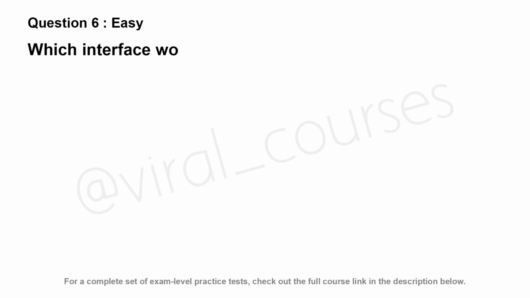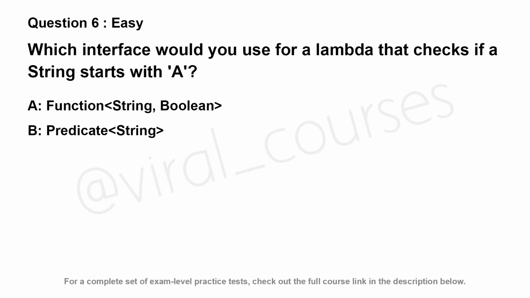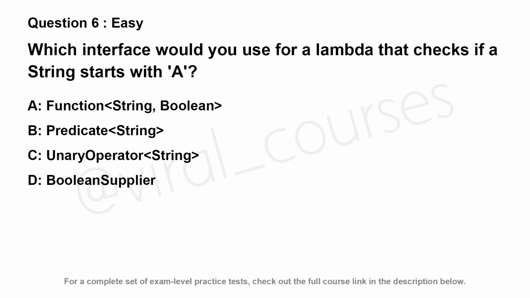Which interface would you use for a lambda that checks if a string starts with a? Option A, Function<String, Boolean>. Option B, Predicate<String>. Option C, UnaryOperator<String>. Option D, BooleanSupplier.